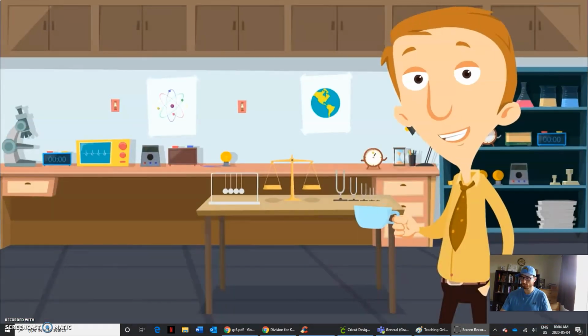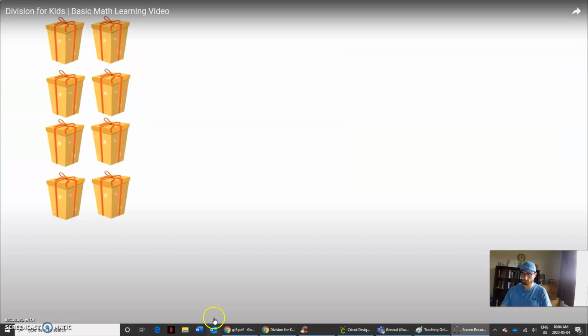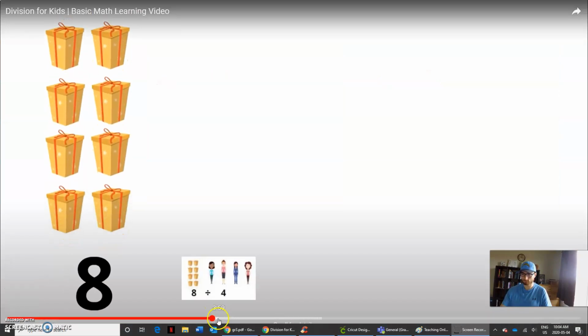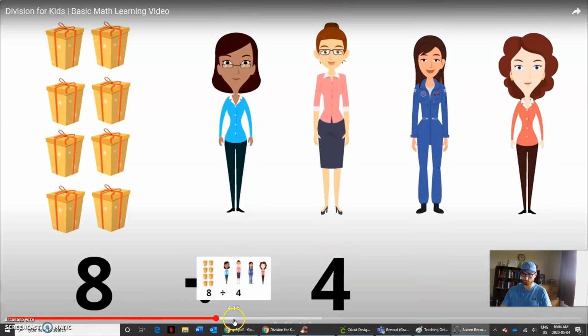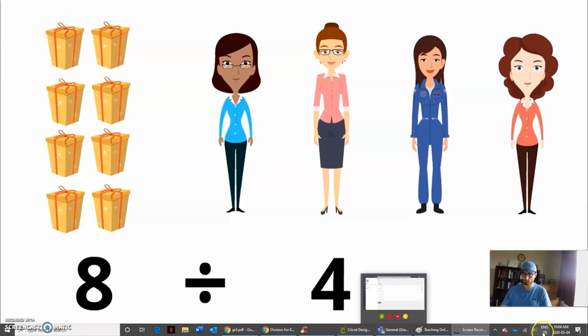Let's try another example of division. Let's say there are 8 presents, and there are 4 women, and we want each of the women to get the same amount of presents as the other women because we want it to be fair. Notice the division sign. We are going to divide or split up 8 by 4. Remember, to divide is to split up. Let's split these presents up into 4 equal groups.